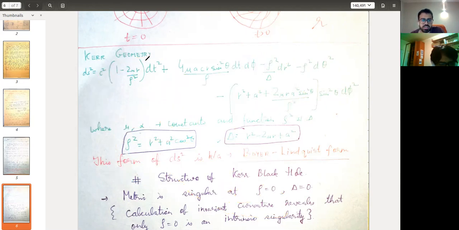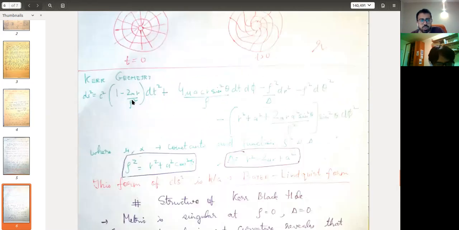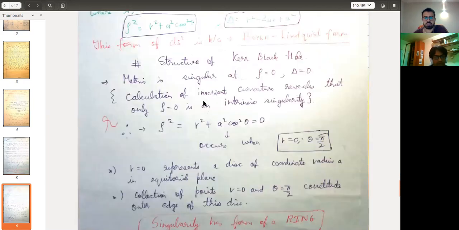So the important thing to see over here is: where is this metric blowing up? One can see that if rho is equal to 0, this would be 1 upon 0, infinity. So this is blowing up. If delta is equal to 0, it is also blowing up. Generally in Schwarzschild, the metric is singular at a point. But when you study the singular points for a Kerr black hole, you see that it actually is a ring.